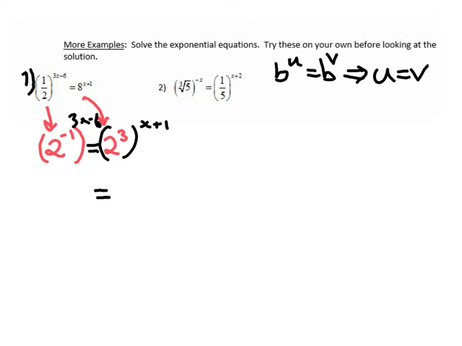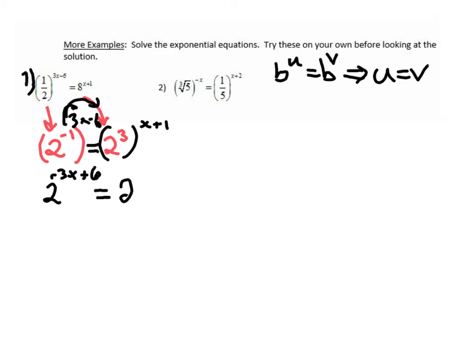Now, on each side, we should multiply the exponents. That's what our properties of exponents tell us to do. So on the left side here, we have negative 1 times this entire expression. The negative 1 should get distributed to both parts here, so that the left side is 2 to the negative 3x, and then positive 6 when you distribute a negative 1 there.